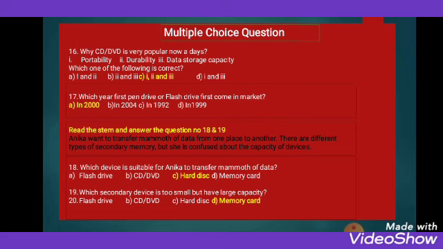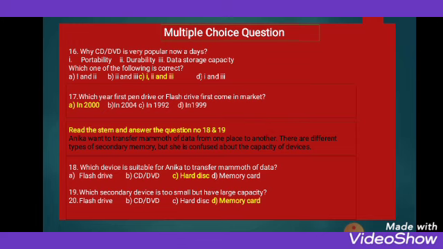And here is question number 60. Why are CDs and DVDs popular nowadays? Why is it? What do I think? Because of their portability, because of their durability, and data storage capacity. Yes, all three are correct answers.